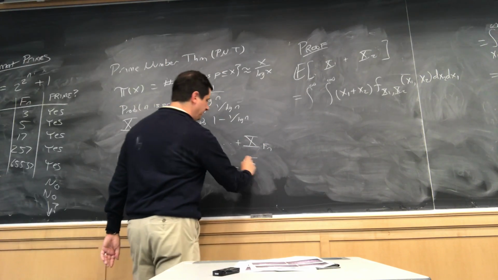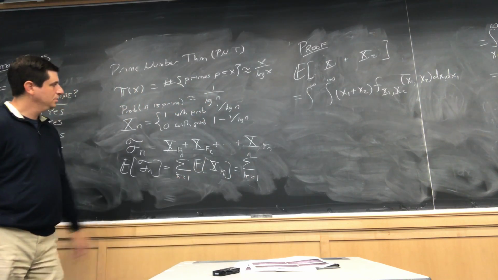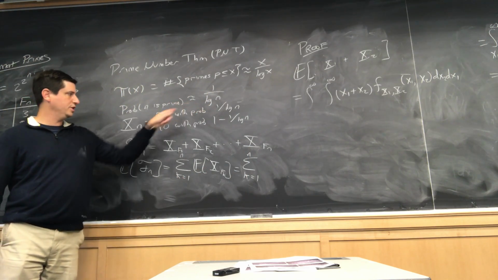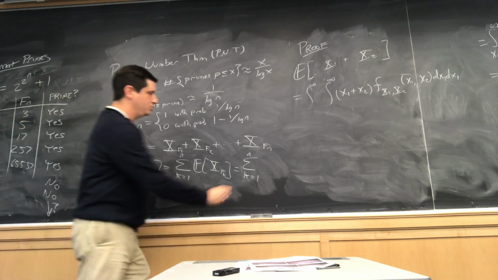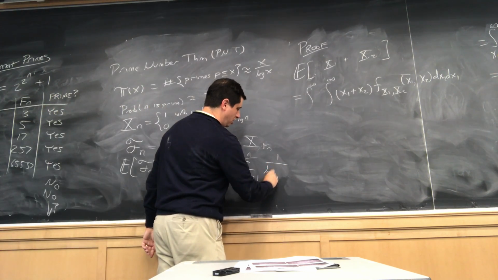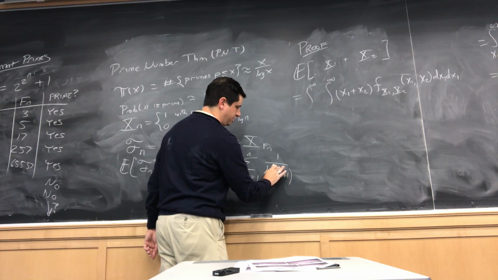So this would be a sum, k goes from 1 to n. Now the expected value, well, since it's 1 with probability 1 over log n and 0 with the remaining probability, it's just going to be 1 over the log of the number. So it's 1 over the log of 2 to the 2 to the k plus 1.